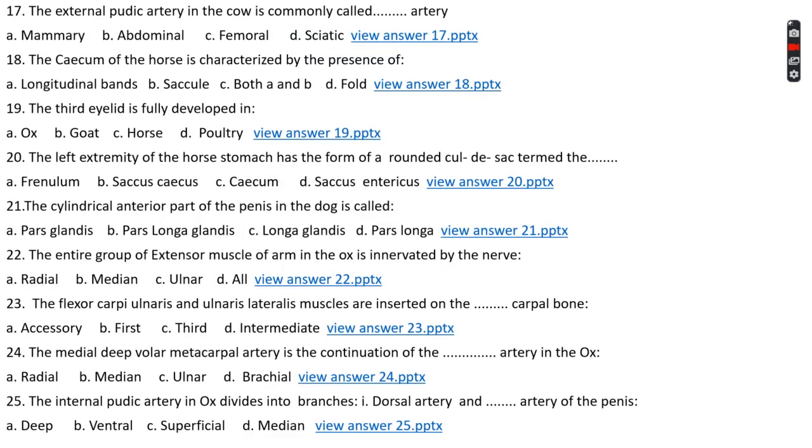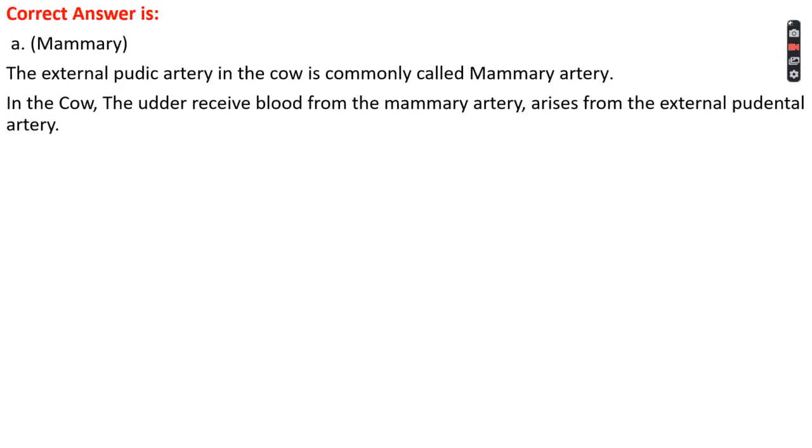Question number 17. The external pudic artery in the cow is commonly called dash. Option A mammary, option B abdominal, option C femoral, option D sciatic. The right answer is option A, that is the mammary. The external pudic artery in the cow is commonly called the mammary artery. In the cow, the udder receives blood from the mammary artery, which actually arises from the external pudendal artery.